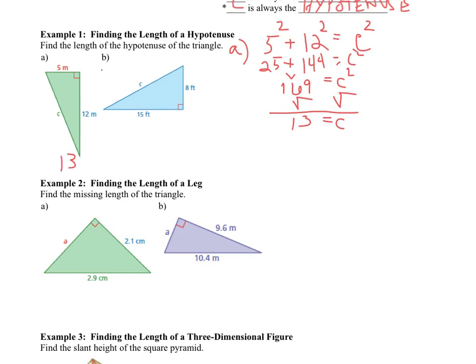So C is going to be 13 meters. We don't attach the label because we're talking about a measurement, so we want to make sure that we include that as we go.